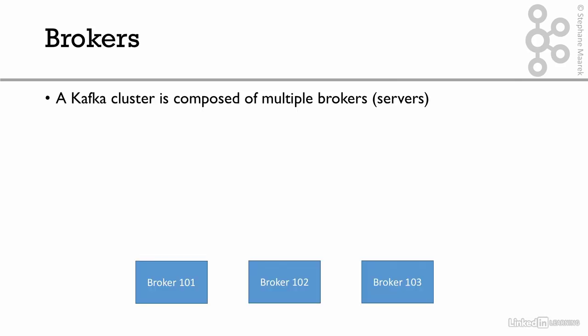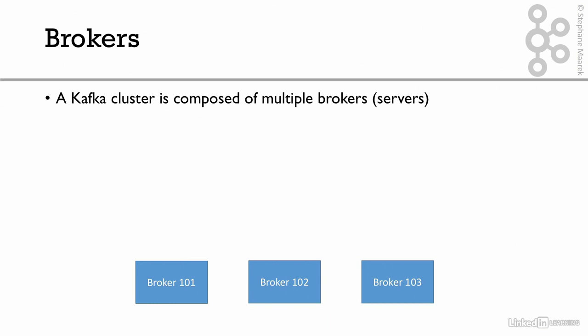Okay, so we've talked about topics, but what holds the topics? What holds the partitions? And the answer is a broker. So we've maybe heard the term before, it's called a Kafka cluster. And cluster means that it's composed of multiple brokers. And each broker is basically a server, okay? So very important, cluster means multiple machines, brokers means server.